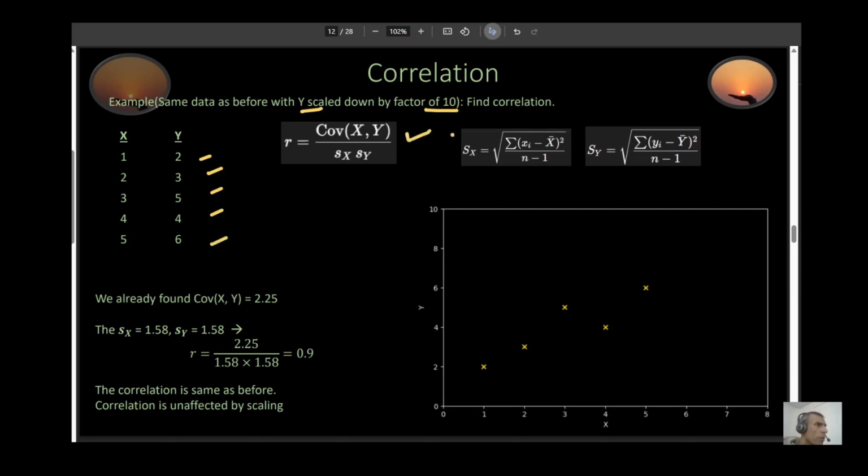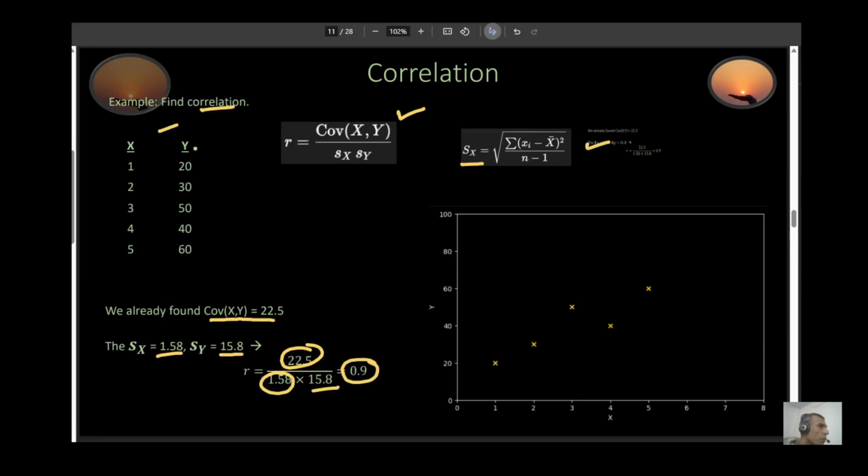So using the same formula, this is my Sx and this is my Sy. From the previous example that we did a minute ago, our covariance came out to be 2.25. You can calculate the standard deviation. It will come out to be 1.58, and the standard deviation for y will also come out to be the same. I'm assuming you know how to calculate standard deviation by now. So substituting this value in the r, your answer is 0.9. So you can see in this case, the correlation has not changed. The correlation is exactly the same. In other words, your correlation is not affected by scaling.